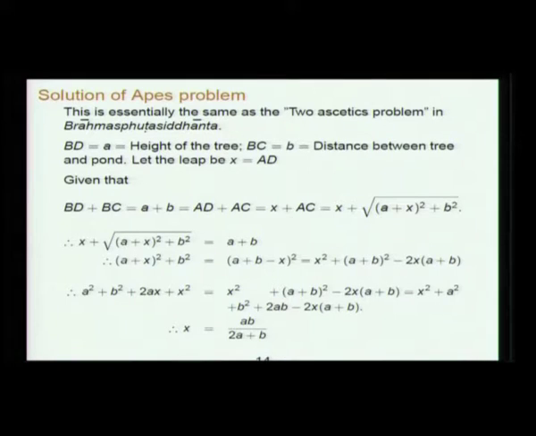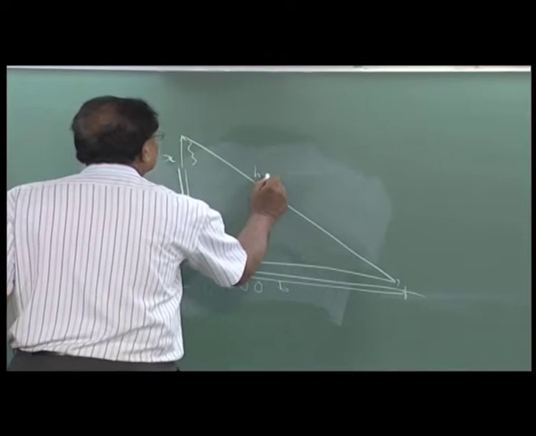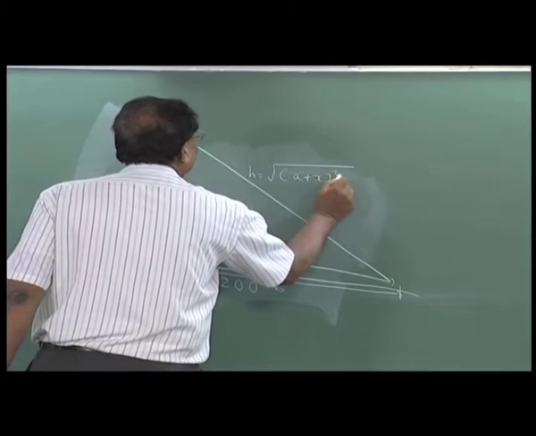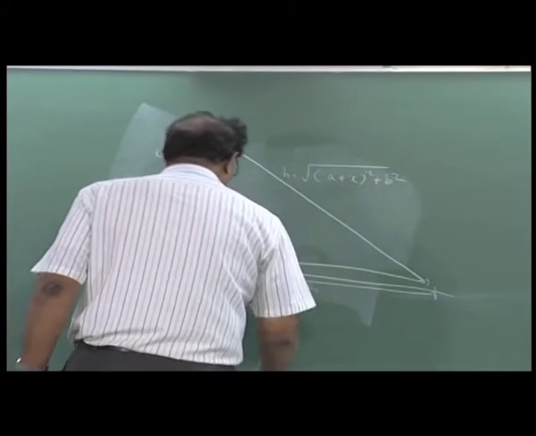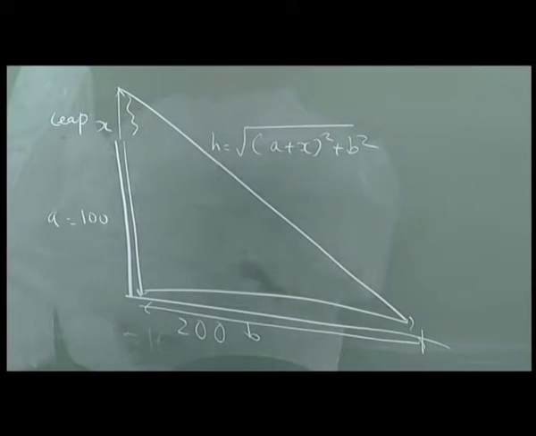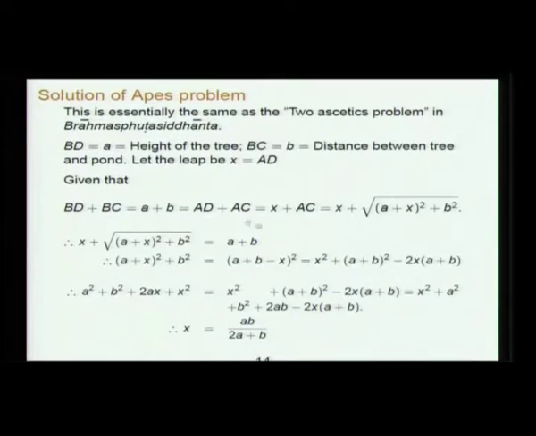So x plus h is equal to A plus B. So (A plus x) whole squared plus B squared. If you take it to this side and square it, you get essentially this.